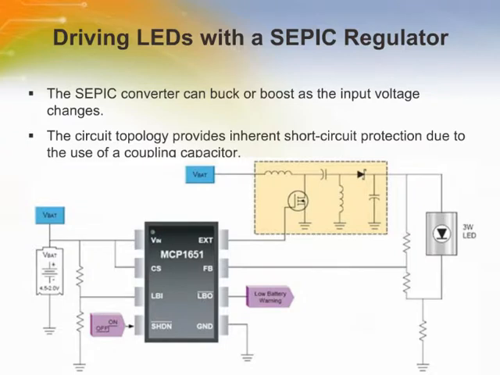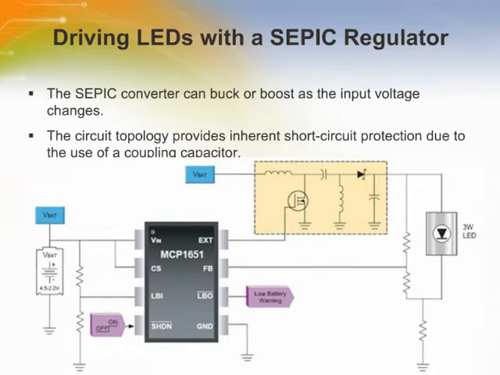In many applications, the input voltage can vary above and below the regulated output voltage. A standard boost converter cannot be used when the output voltage is below the input voltage. However, the MCP1650, 51, 52, and 53 can be used as a single-ended primary inductance converter, a SEPIC converter. An inductor and an AC coupling capacitor are required to achieve this configuration as shown in the figure.